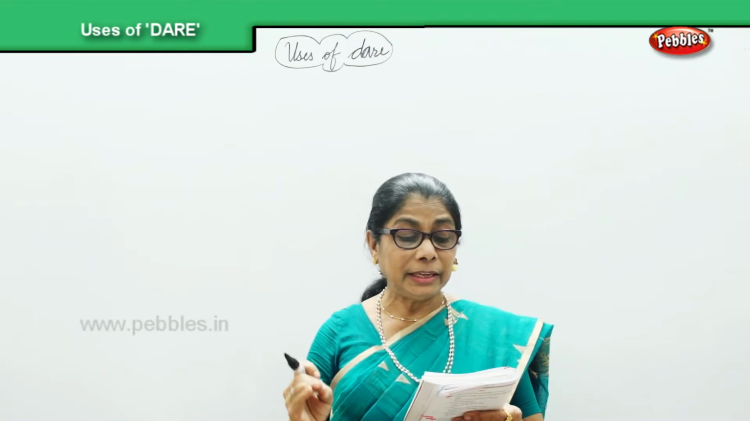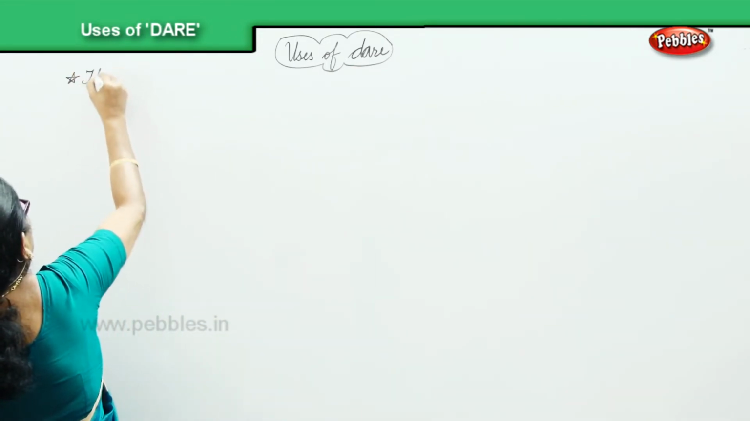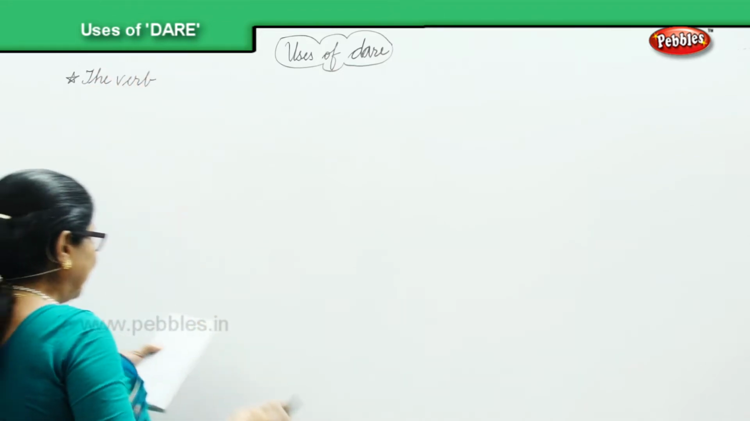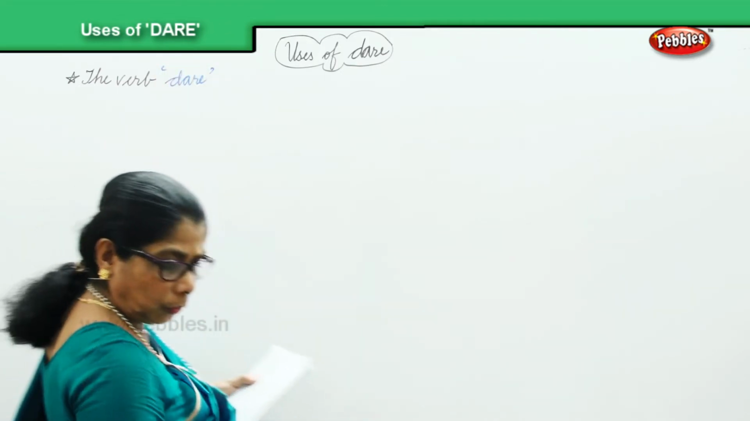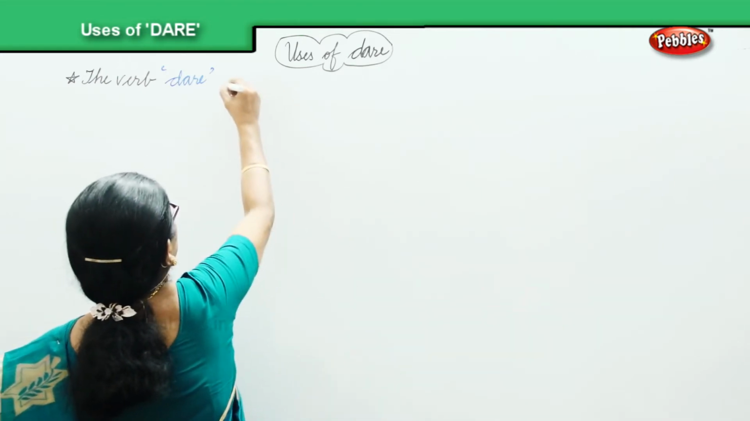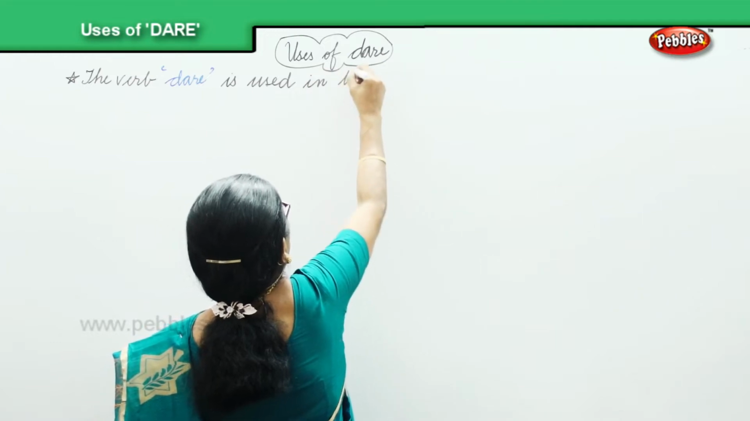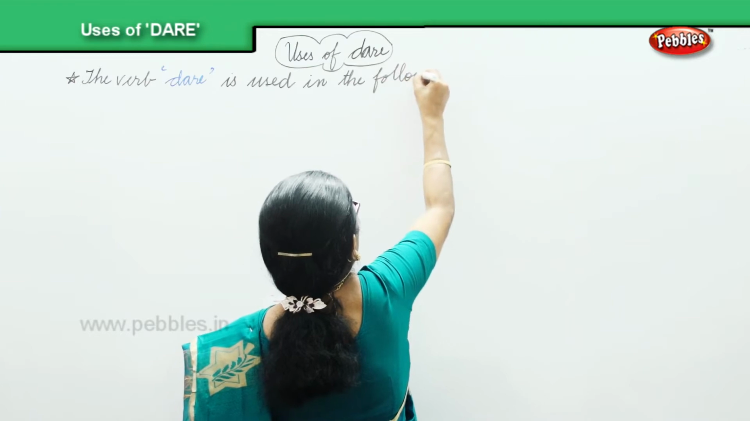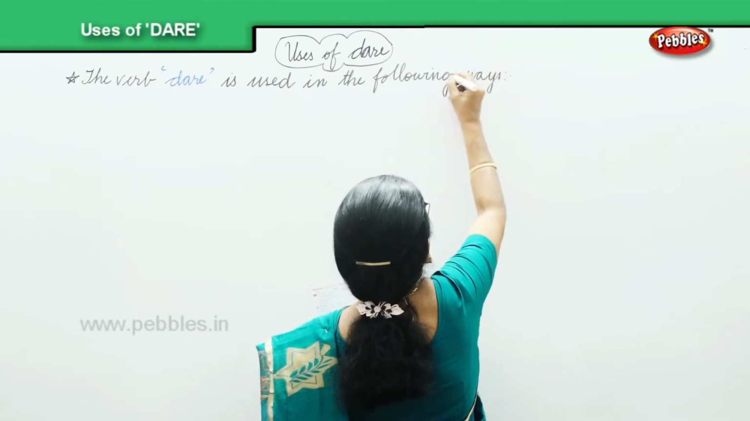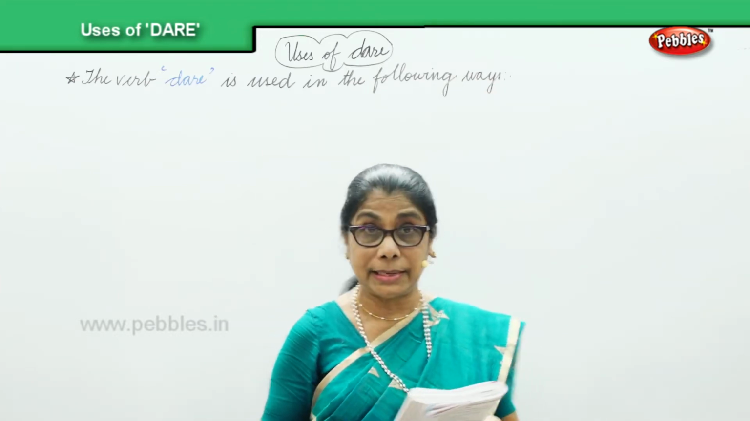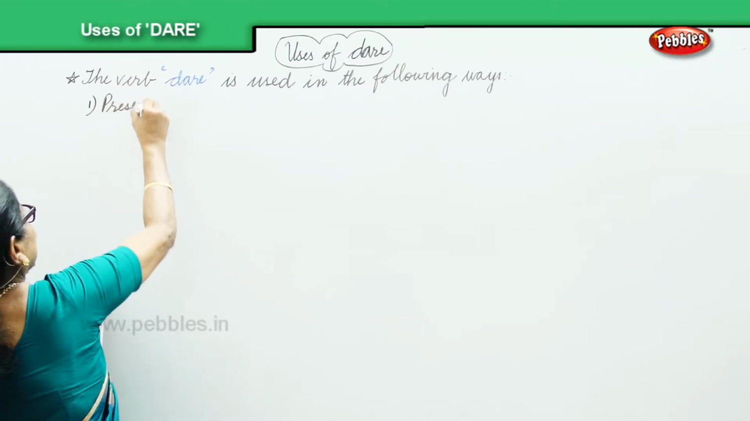The verb dare is used in the following ways. One, in the present tense.